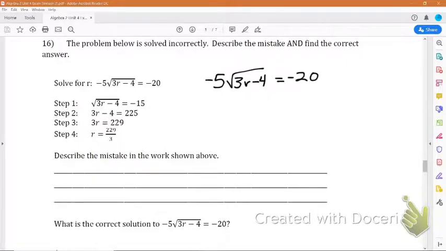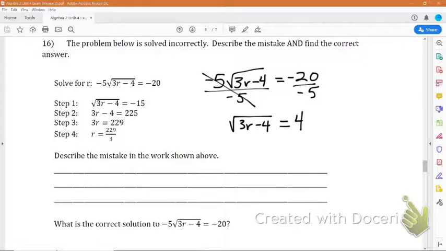If I ask you to solve this problem, your first objective would be to isolate the radical. Get that square root by itself. Be very careful. What is happening between the negative 5 and your square root? They are being multiplied. What is the inverse of multiplication? So I'm going to divide both sides by negative 5. That leaves me with the square root of 3r minus 4 equals positive 4.